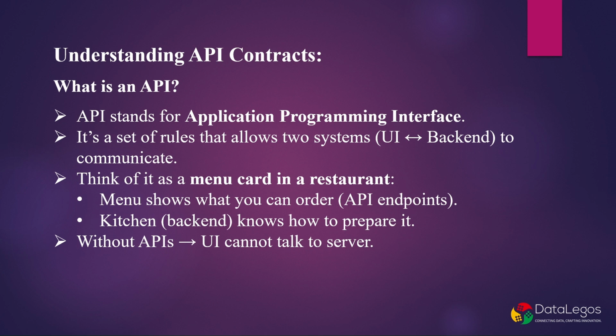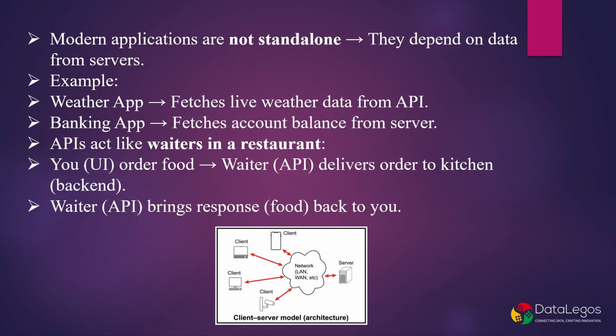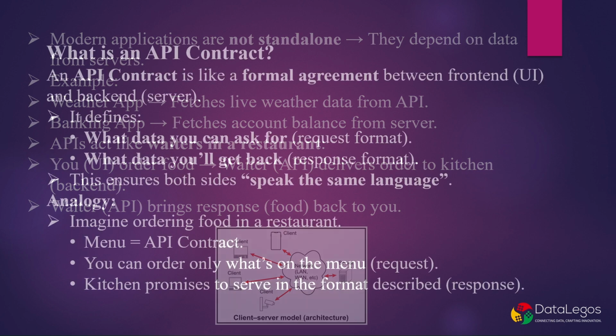Without APIs, the UI cannot talk to the server. APIs are the middlemen that carry messages back and forth. Example: a weather app fetches live data from a weather API. A banking app fetches your account balance from the bank's back-end system. In both cases, the app looks simple on the screen, but the real power comes from APIs connecting it to live data.